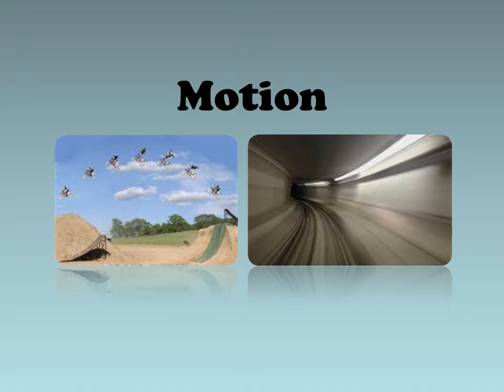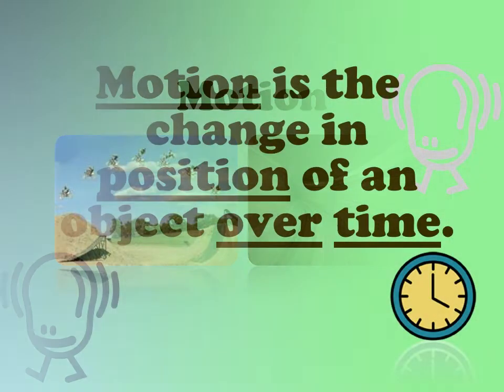What is motion? Let's first look at this picture of this BMX bike rider. He's going over this ramp. How do we see the motion? Well, when they took this picture, they took a picture of each frame to show how he did the jump. Let's look and see what motion is.